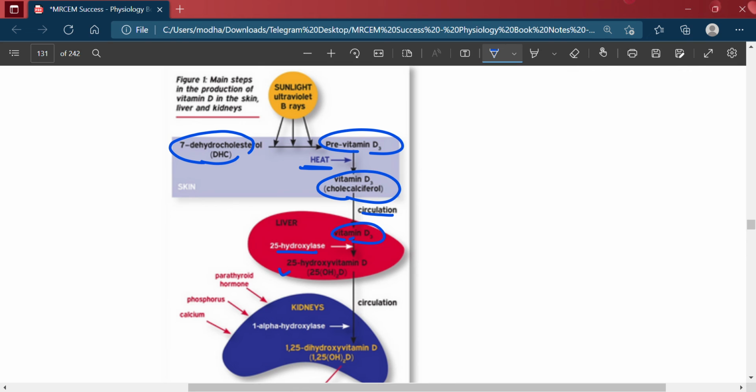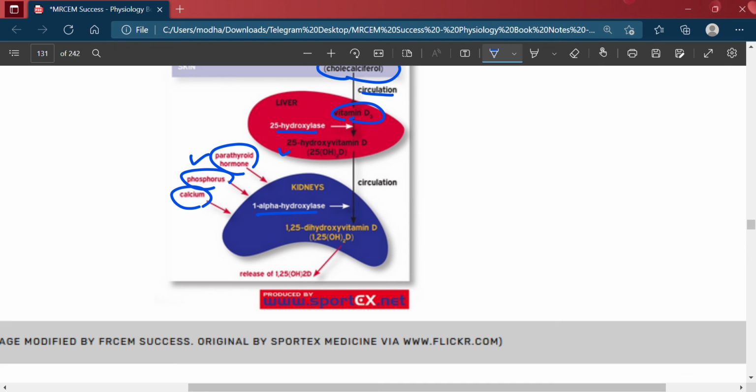Then from this it goes to the kidney, where it is converted by 1 alpha hydroxylase, which is stimulated by the parathyroid hormone. With phosphorus and calcium, it is converted into 1,25 dihydroxy vitamin D, and then it is released into the circulation.